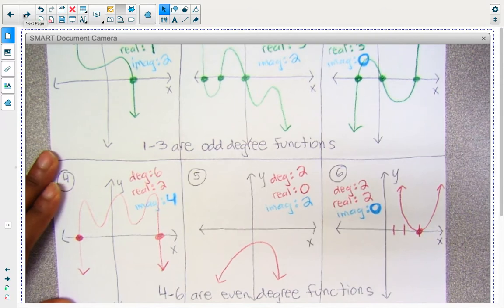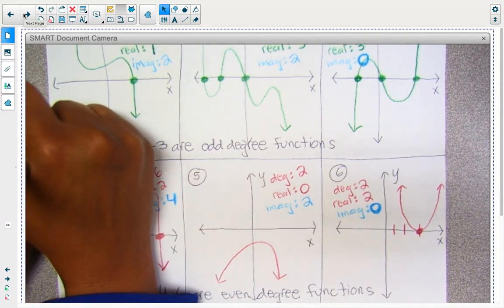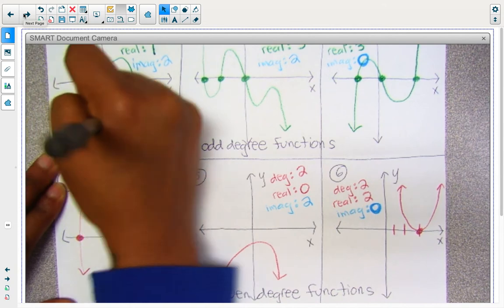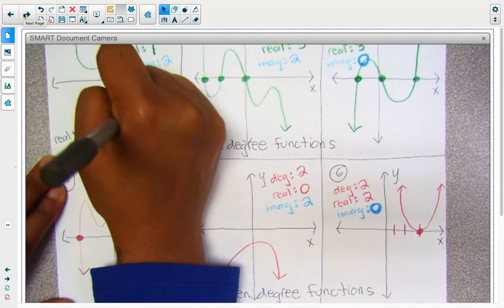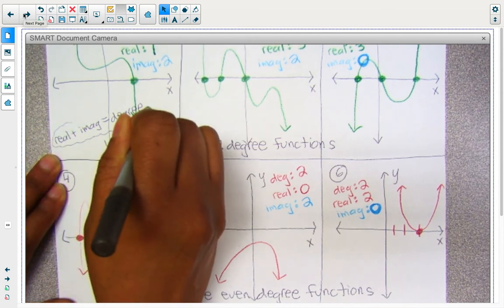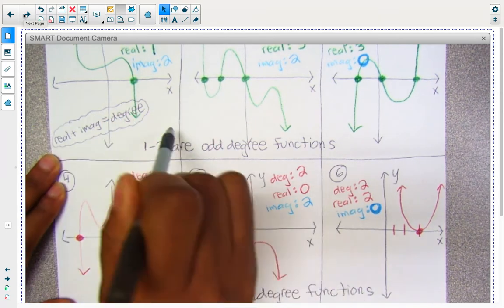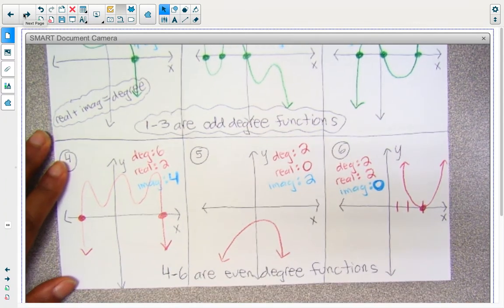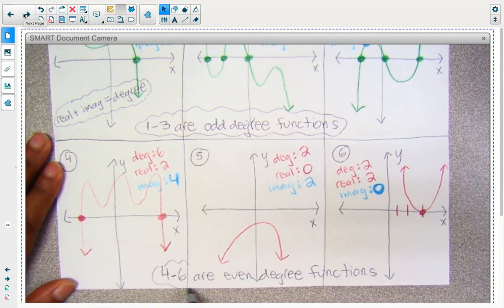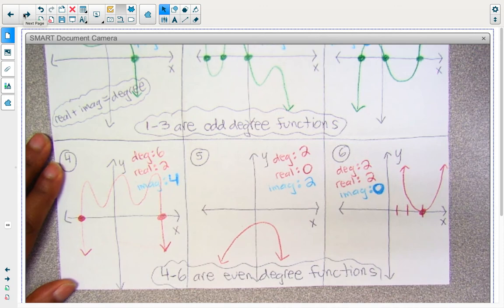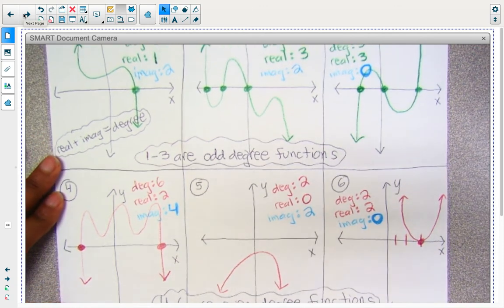I'm also going to write somewhere that real plus imaginary equals our degree. And I'm going to put that in a little bubble. So real solutions plus imaginary equals our degree. 1 through 3 are odd degree functions. 4 through 6 are even degree functions. So you can look at their numbers there. We got a couple of 2s and a 6. Those are even numbers. Let's see what else we notice.